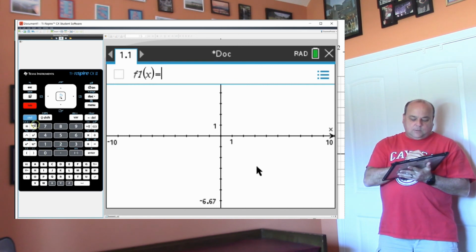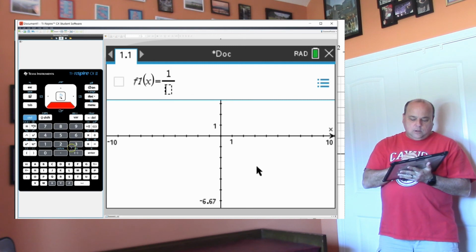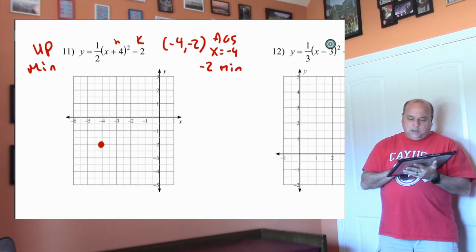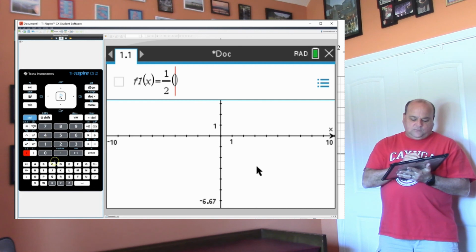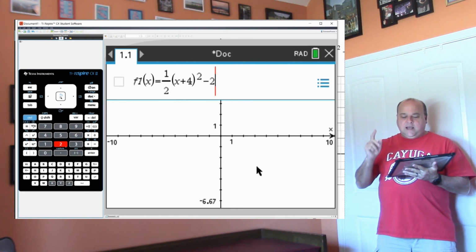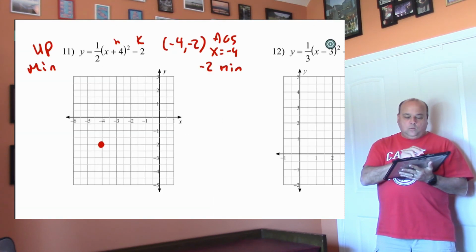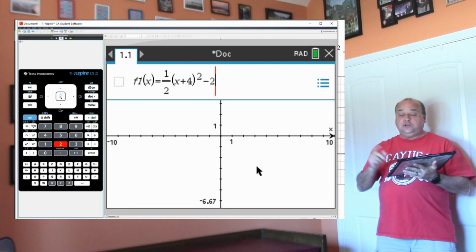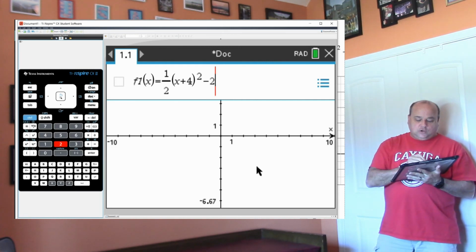It has 1/2 to begin with, doesn't it? So control divide, 1 down 2. You can also put 0.5 if you wanted to. And then parentheses. And then it was x plus 4 and minus 2. So x plus 4, close parentheses squared, minus 2. So 1/2 (x plus 4) squared minus 2. Make sure you check it before you graph it so you know it's right.